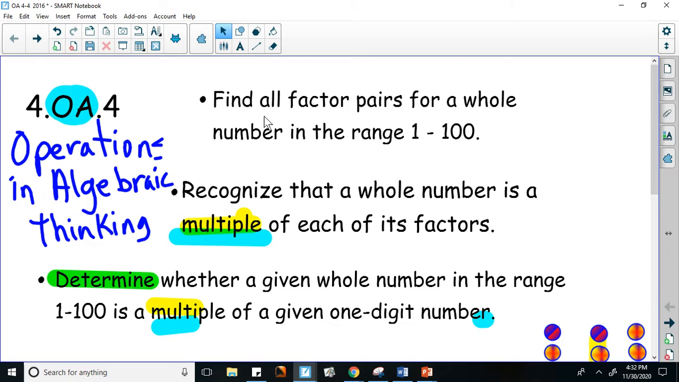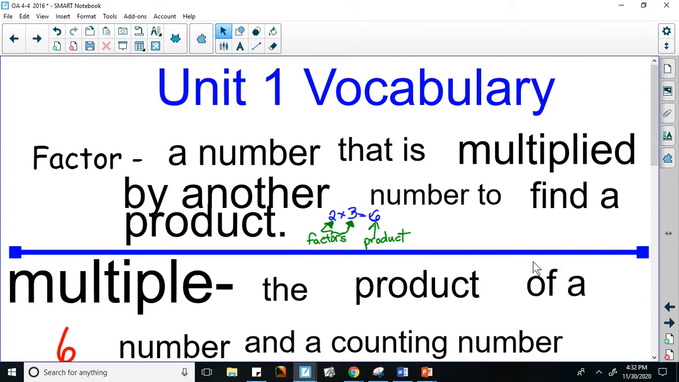The first component is find all factor pairs for a whole number in the range of 1 to 100. Second component is recognize that a whole number is a multiple of each of its factors. The third component is to determine whether a given whole number in the range of 1 to 100 is a multiple of a given one-digit number. There's a fourth one too, but I don't want to confuse you because factors and multiples are the first thing. We'll get to the other one before.